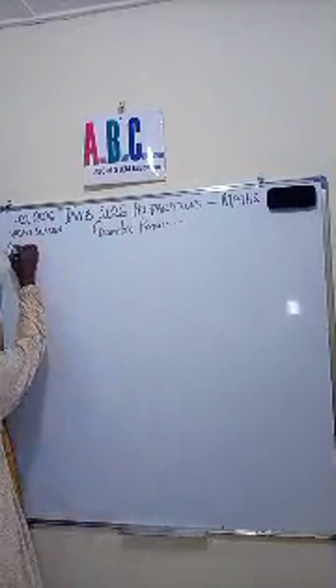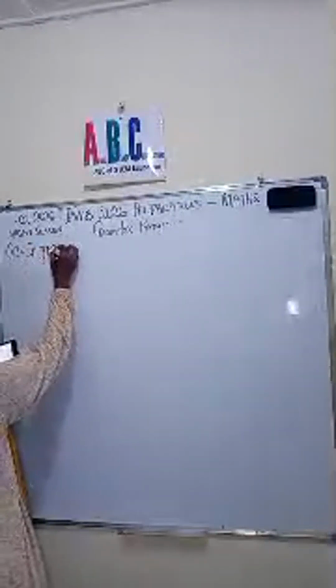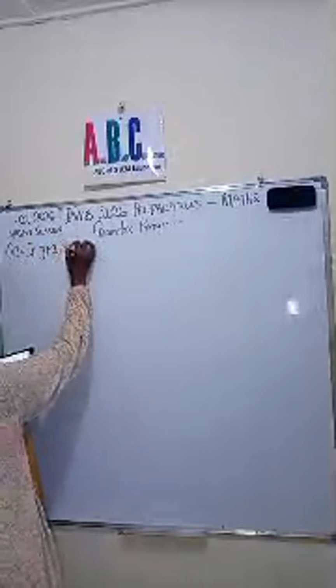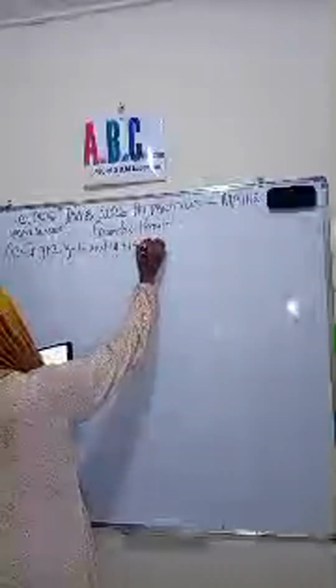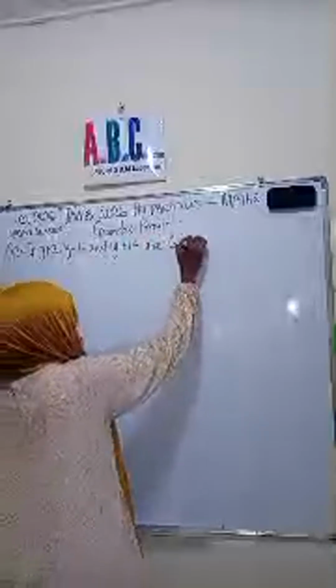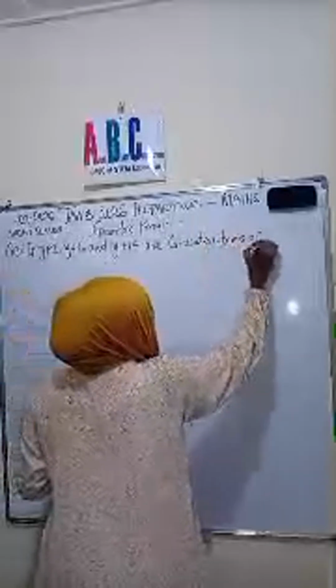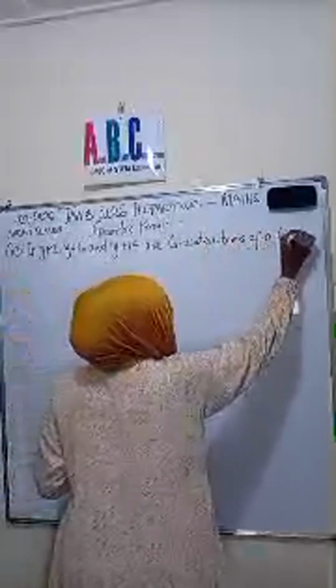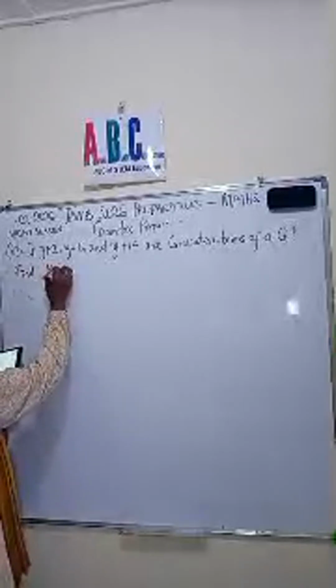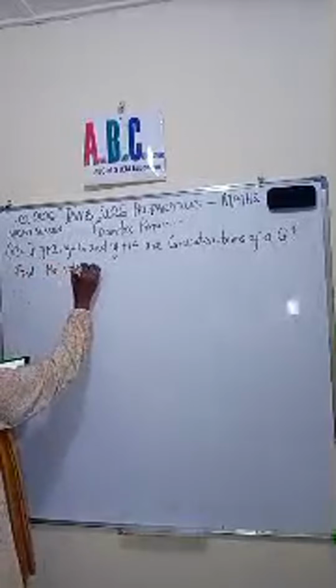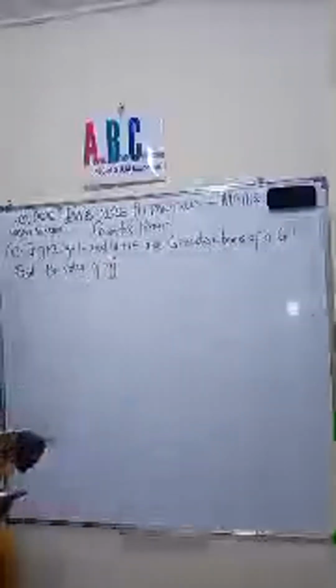So now we're on question 3. We say if y plus 2, y plus 6, and y plus 14 are consecutive terms of a GP, find the value of y. So let's start with this. Find the value of y.